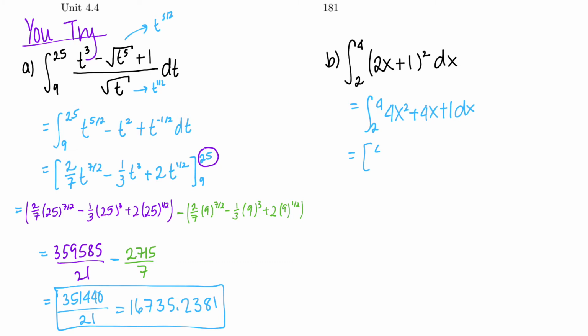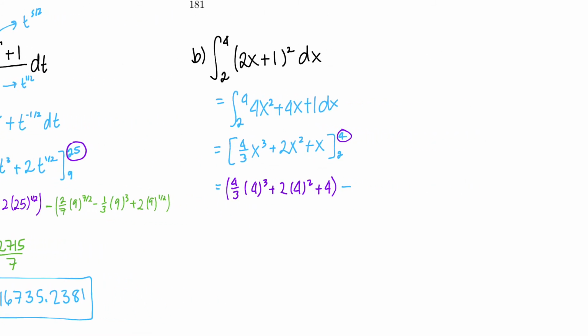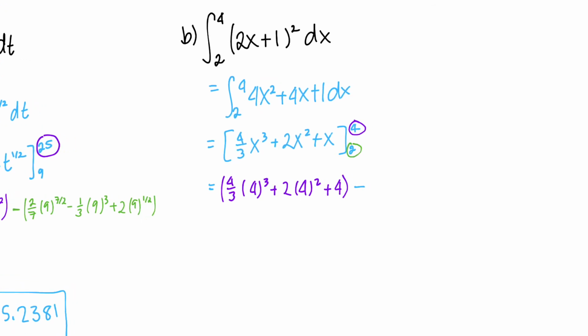Integrating this, you'll get 4/3 x cubed plus 2x squared plus x from 2 to 4. Plugging in the top bound, so you have 4/3 times 4 cubed plus 2 times 4 squared plus 4, minus the lower bound: 4/3 times 2 cubed plus 2 times 2 squared plus 2.